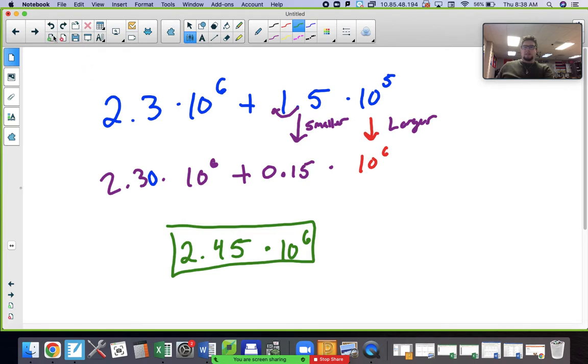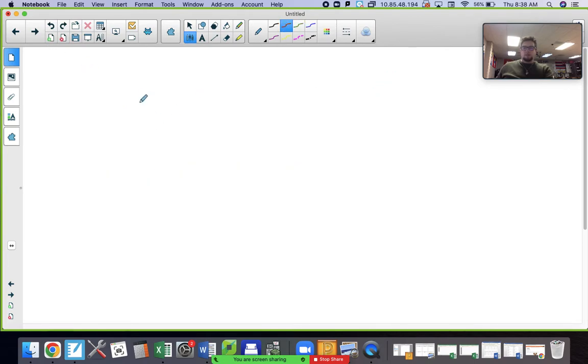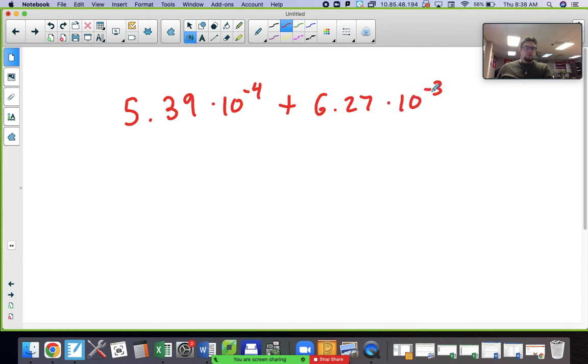All right, last example, I'm going to look at some negative powers. How about 5.39 times 10 to the negative 4th, and I'm going to add that with 6.27 times 10 to the negative 3rd. Step number 1, equal powers. We don't have them, so we're going to make them equal powers. So this is either going to become 10 to the negative 3rd, or this is going to become 10 to the negative 4th.